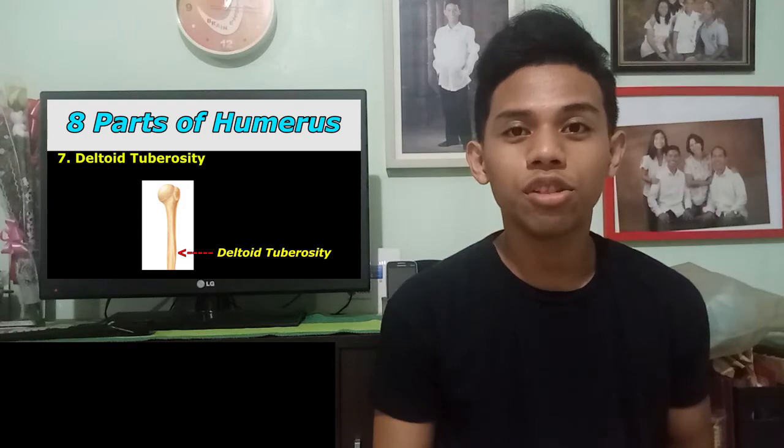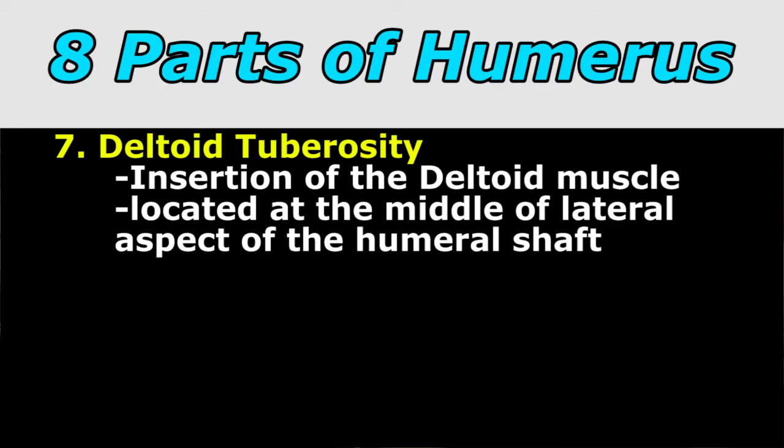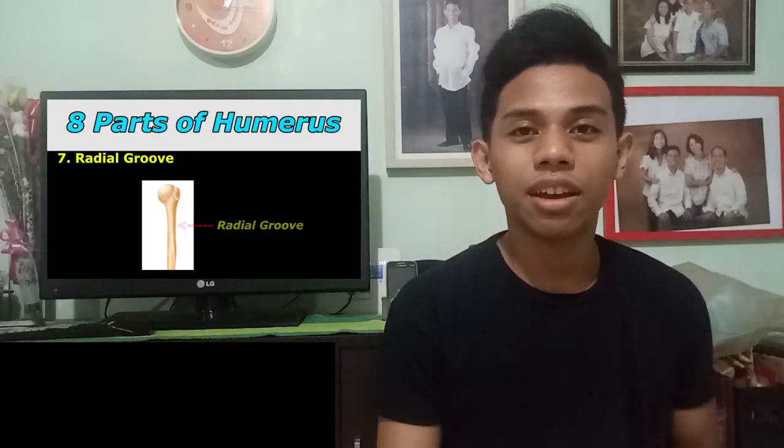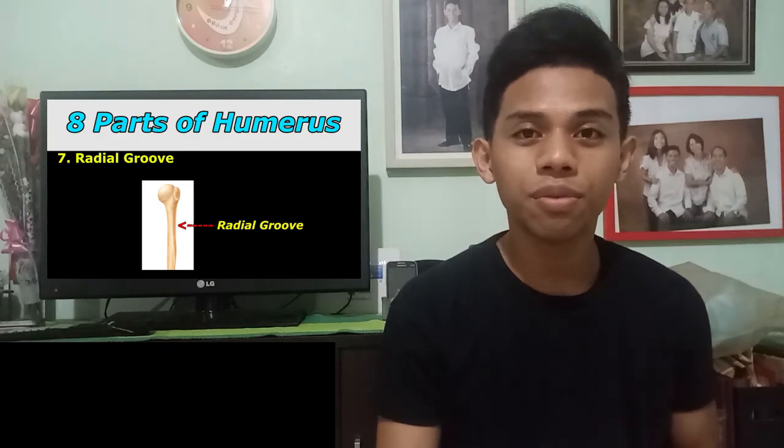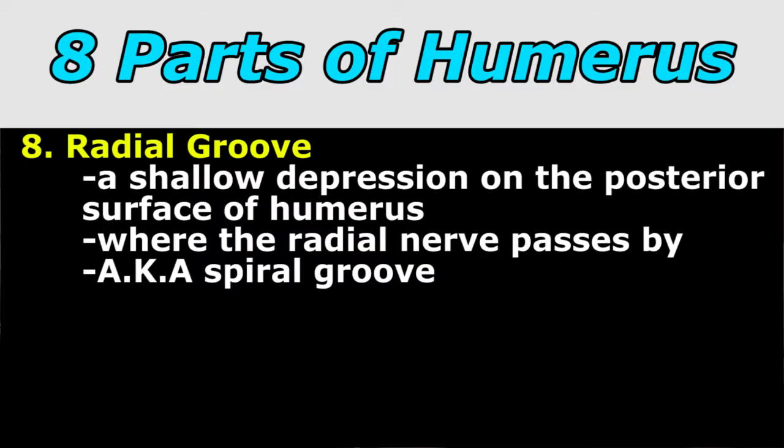Seventh is the deltoid tuberosity. Deltoid tuberosity is the insertion of the deltoid muscle and is found on the lateral surface of the humeral body. And eighth is the radial groove. Radial groove is a shallow depression on the posterior surface of humerus where the radial nerve passes through, and it is also called as the spiral groove.